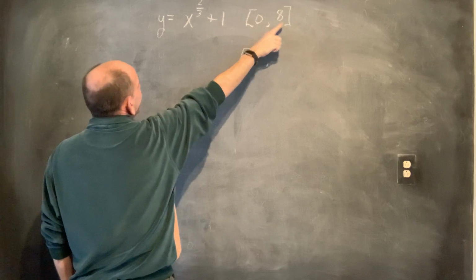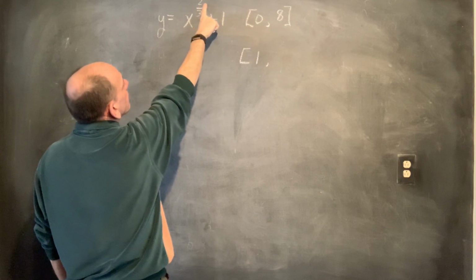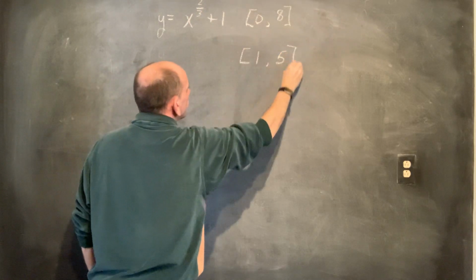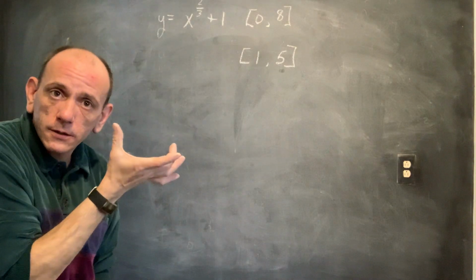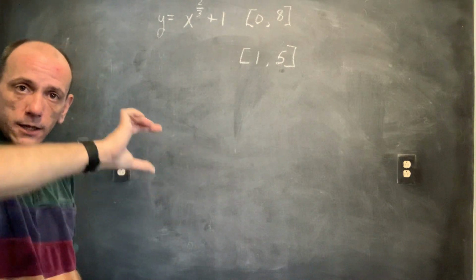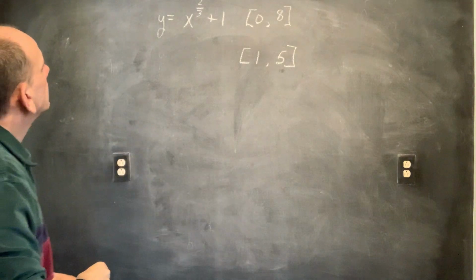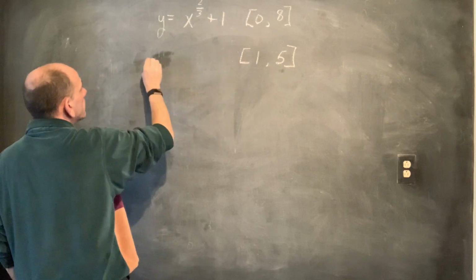If x is 8, I'll take the cube root of 8. That's 2. 2 squared is 4. 4 plus 1 is 5. Okay, so on the interval from 0 to 8, the y goes from 1 to 5. And I need to solve this then for x as a function of y.